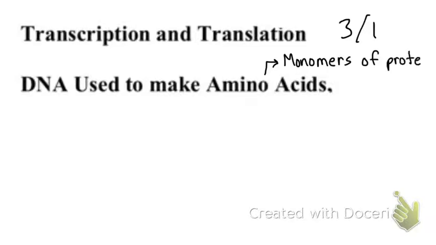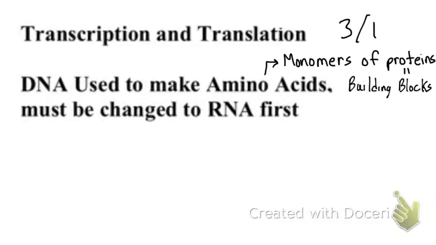Amino acids are the monomers of proteins. Monomers are building blocks. So it takes a lot of amino acids all bonded together in order to make a protein. DNA is used to make amino acids, but it must be changed to RNA first.